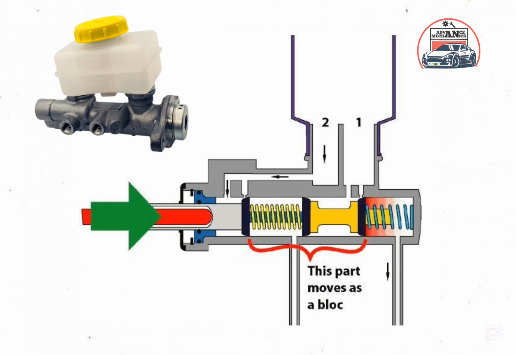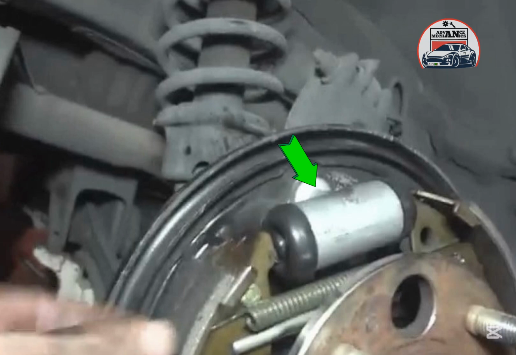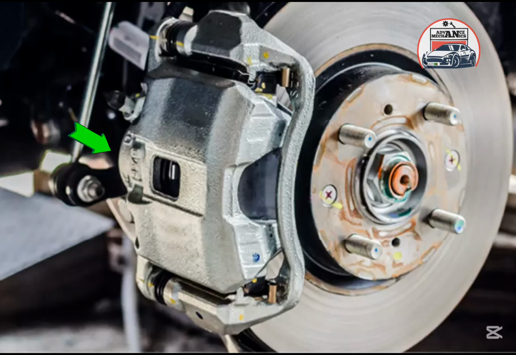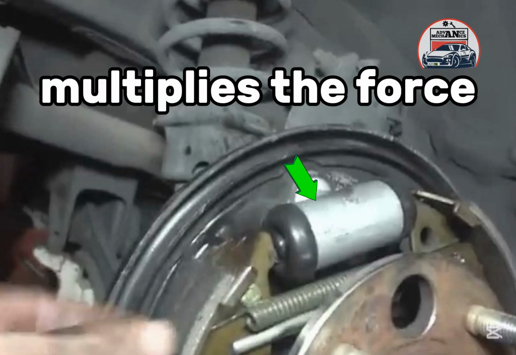So the brake master cylinder has a small piston which creates brake pressure inside the brake fluid. This pressure is then transmitted through brake lines to larger pistons in the brake calipers or wheel cylinders. These larger pistons inside the brake calipers or wheel cylinders multiply the force and allow brakes to be applied efficiently.